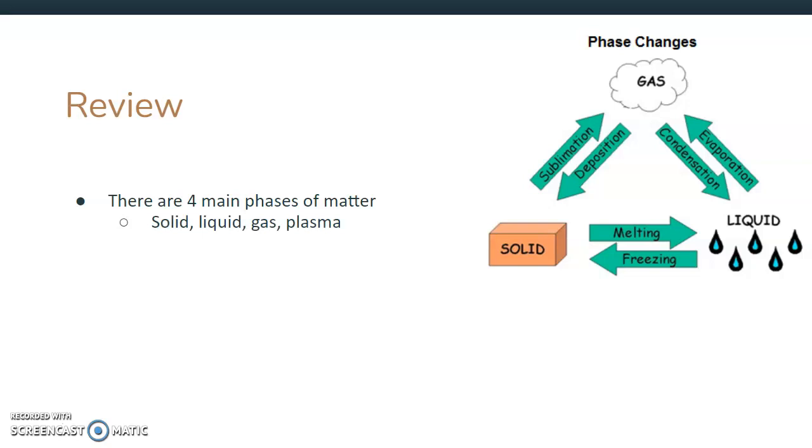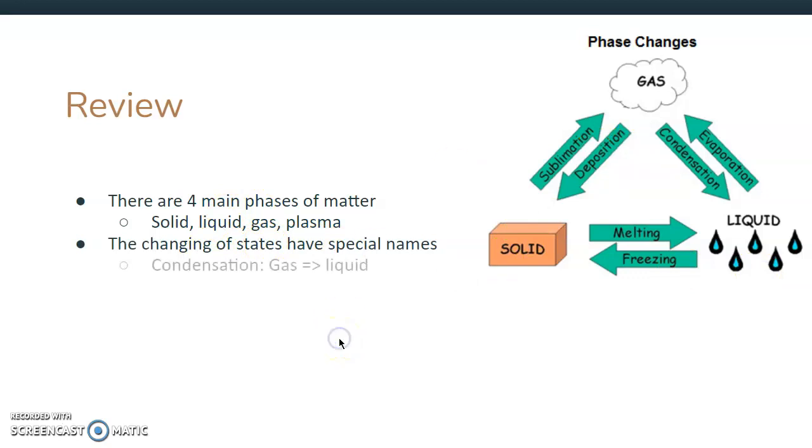So we've learned about our four phases of matter: solid, liquid, gas, and plasma. But each changing of state has a special name. Those are the new things that we're going to be learning today. So if we have a gas going to a liquid, it's called condensation. If we have a liquid going to a solid, we have freezing.